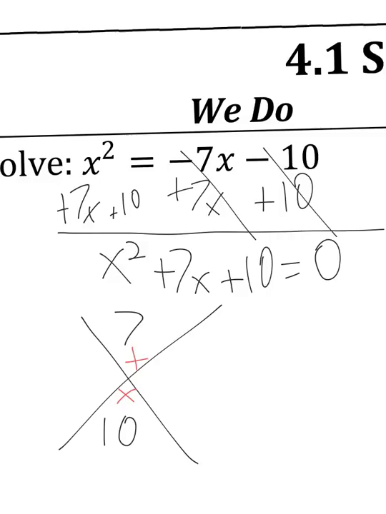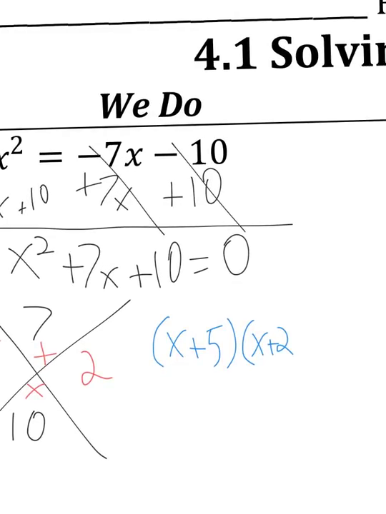What are your factors of 10 that add up to 7? Well, I know 10 is 10 times 1 and 5 times 2. And 5 plus 2 also equals 7. So that'll turn into x plus 5 times x plus 2. And then don't forget to write equals 0.